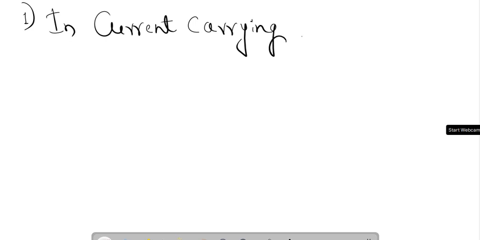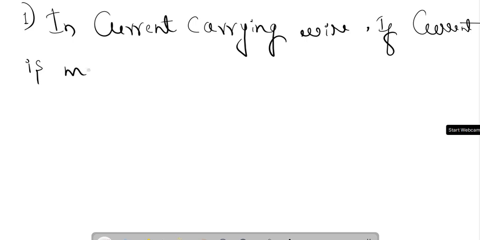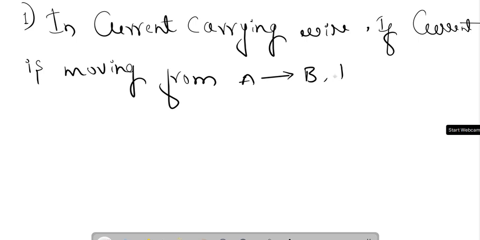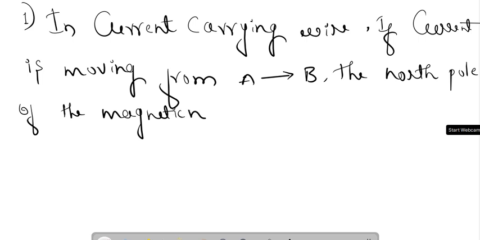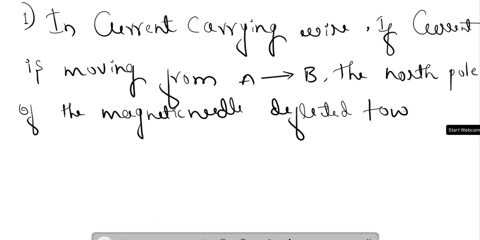So what is the first point here? In Oersted's experiment, please note down: in a current carrying wire, if current is moving from A to B, the north pole of the magnetic needle is deflected towards the west direction.